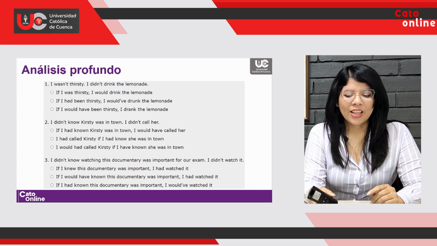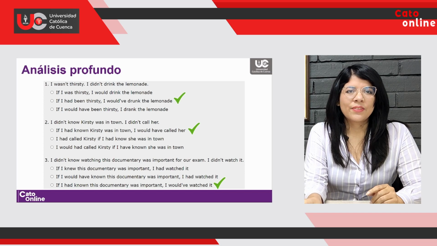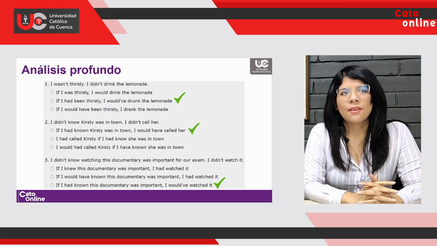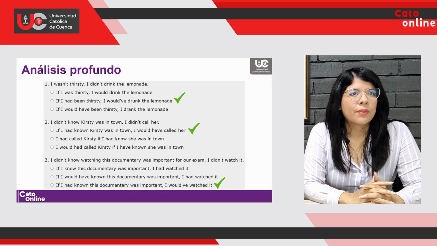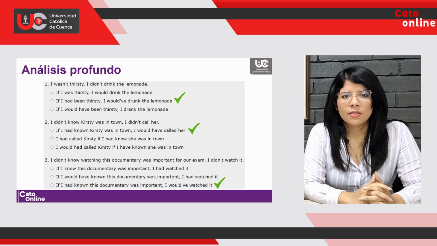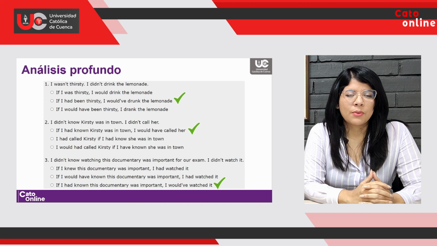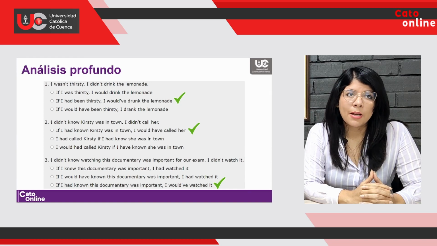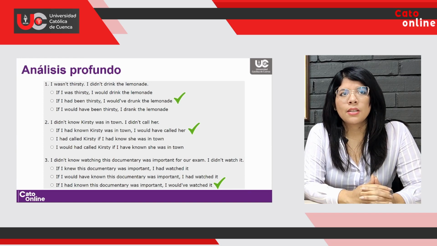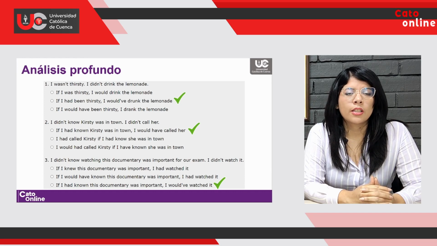Okay? Okay, very good. Let's see. For the first sentence, we have, I wasn't thirsty. I didn't drink the lemonade. So we want to change this. We want to imagine something different that happened in the past. And the right answer would be, if I had been thirsty, I would have drunk the lemonade. Pay attention to this contraction right here, would have. You can also use this contraction and you can find it in text when you're reading or in other exercises.